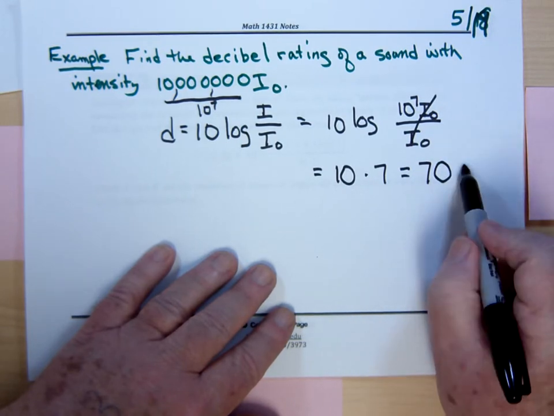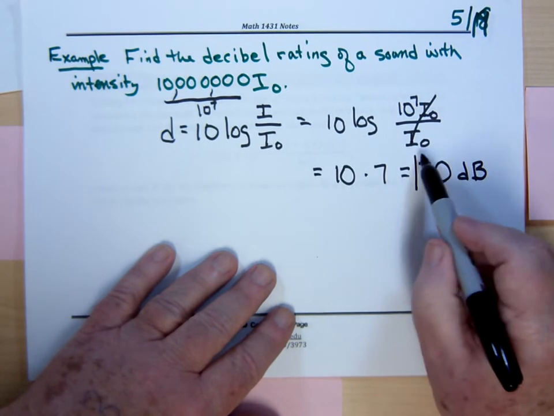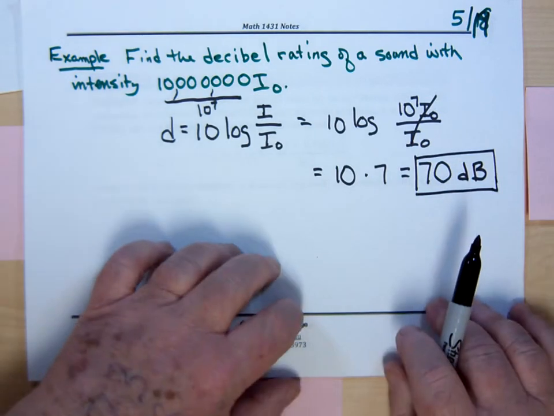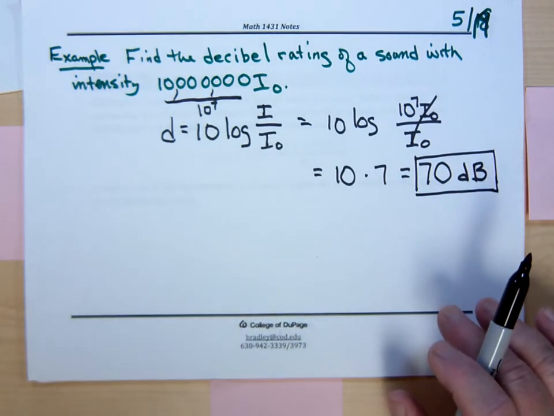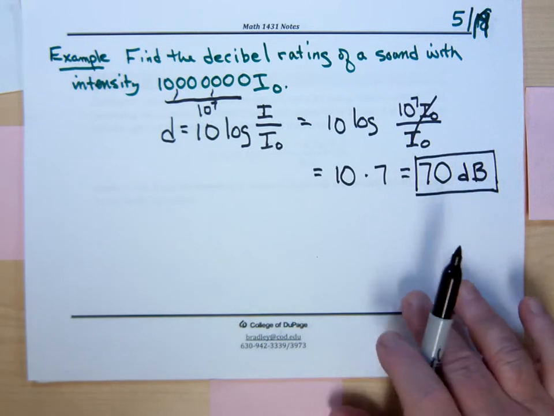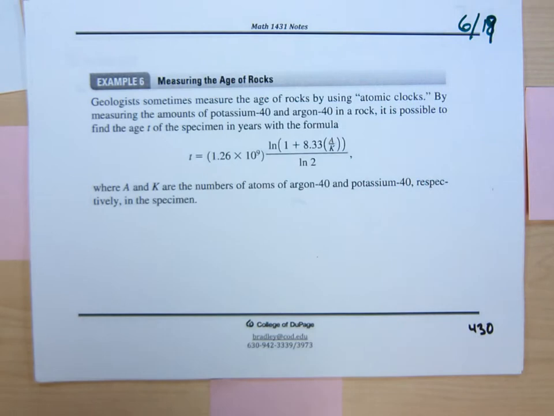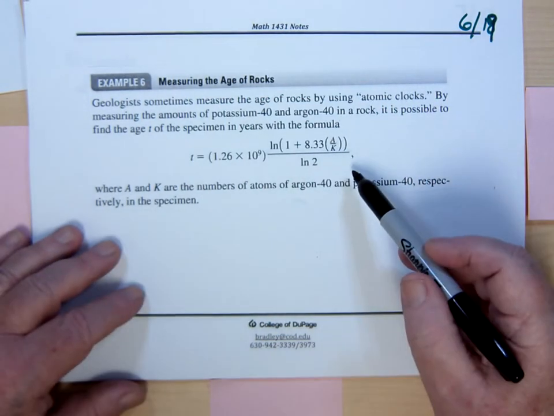And the notation for dB is not really shown in your book, but it is this. And in fact, that's a big deal in the telecommunication industry. So that takes care of yet another example.